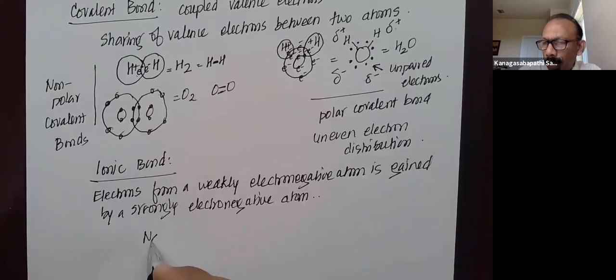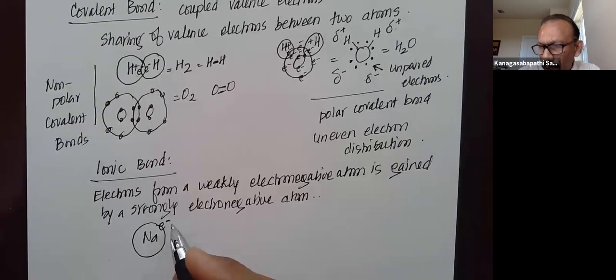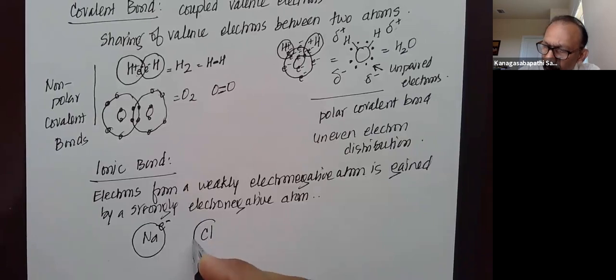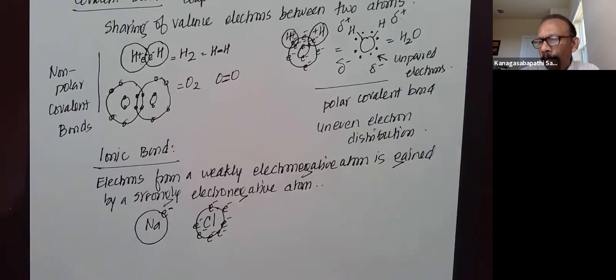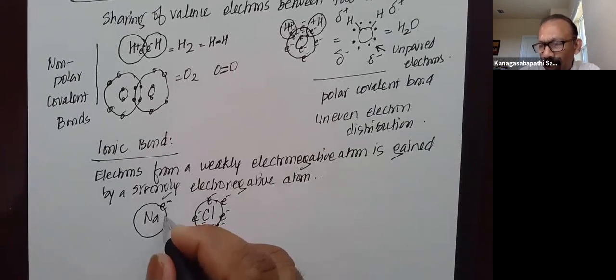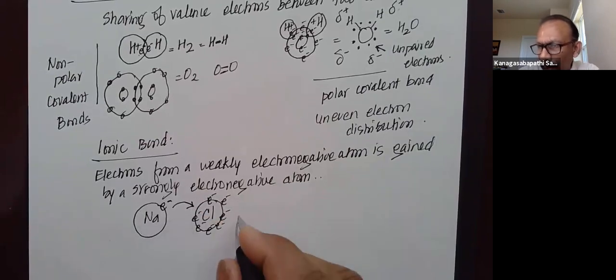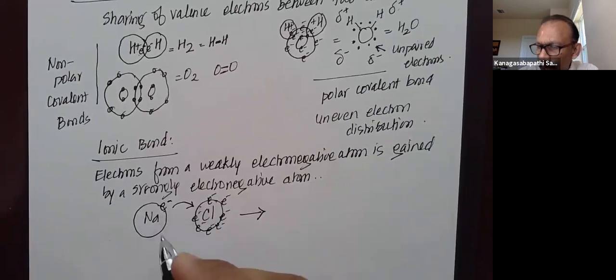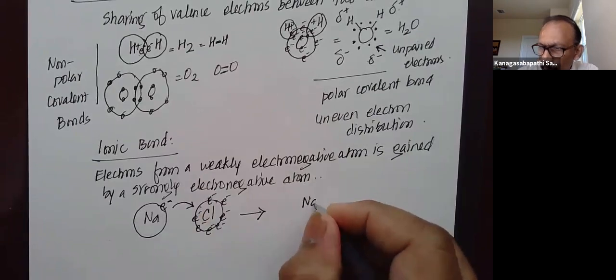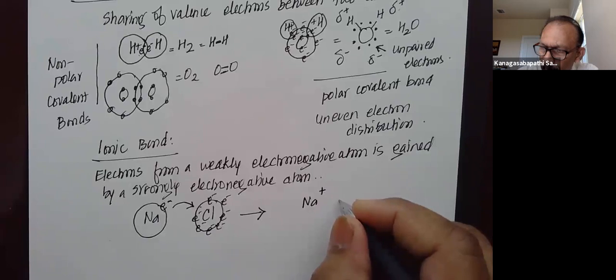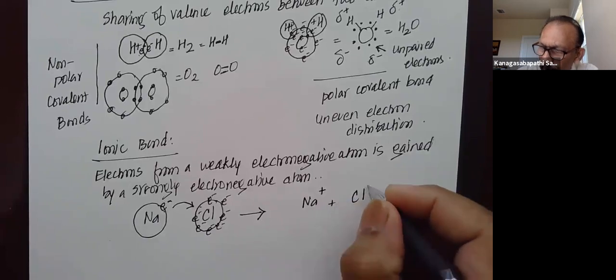So sodium is weakly electronegative. It has 1 electron in the valence shell. And chlorine, on the other hand, has 7 electrons in the valence shell. So chlorine needs to gain 1 electron to become complete, whereas sodium needs to lose only 1 electron. After this electron moves over, chlorine has 8 electrons in its outer orbit. So this becomes a sodium ion and a chloride ion.